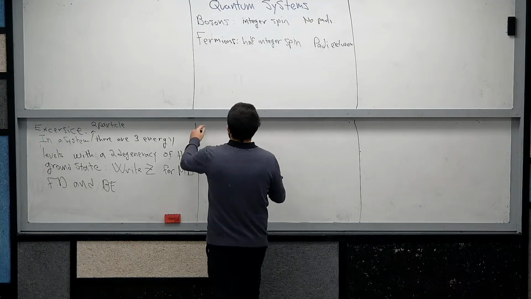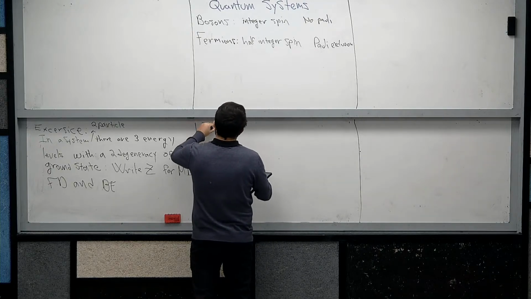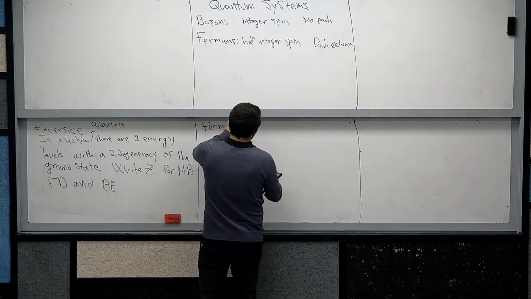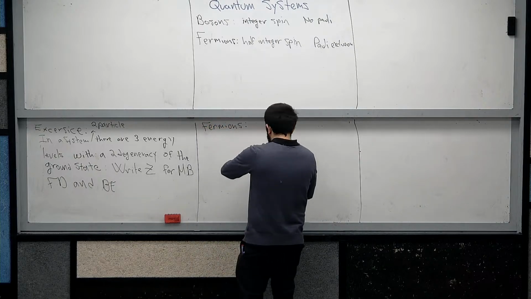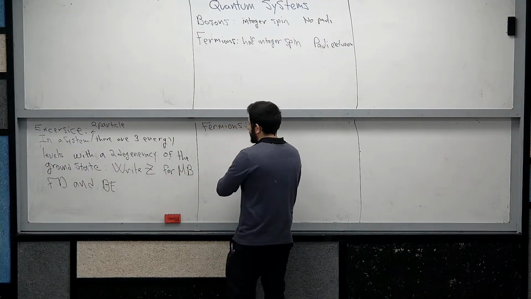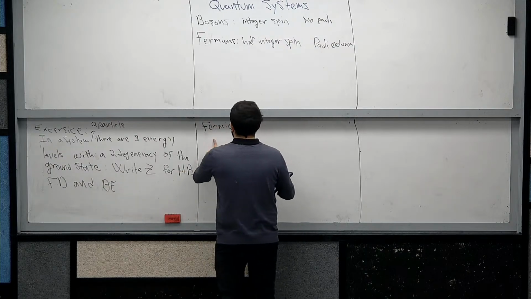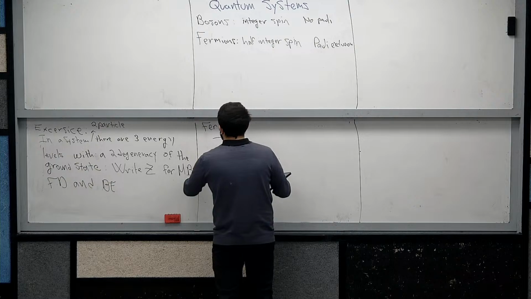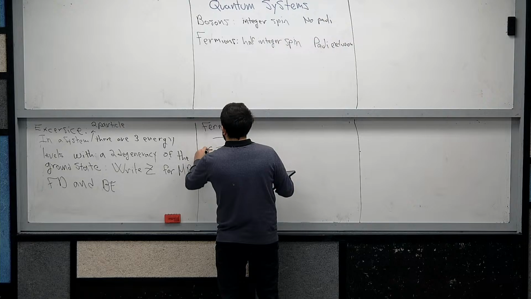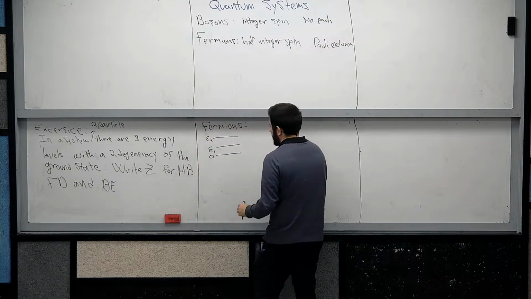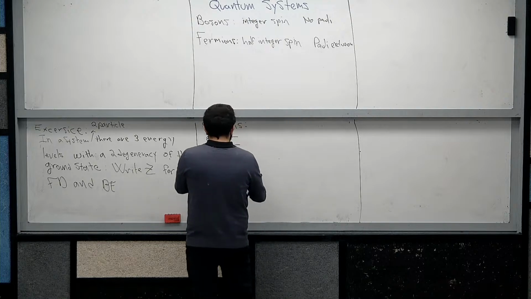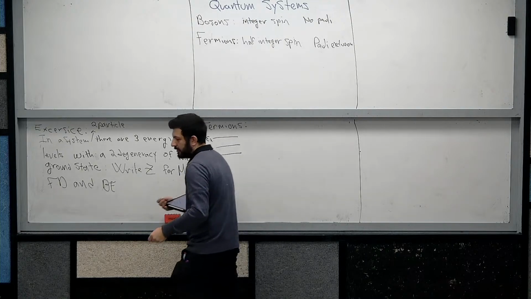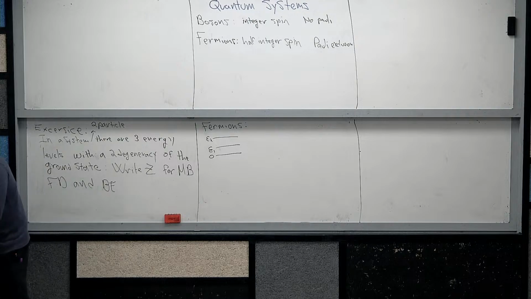Okay, and we need to compute the partition function. Let's start with fermions. So we have many different energies. Let's start with the first state. Let's write all the possible states. This is the ground state energy, 0, then epsilon 1 and epsilon 2. This is a three-level system. And I'm going to use different colors to represent each different state.